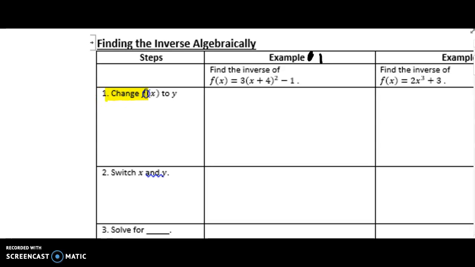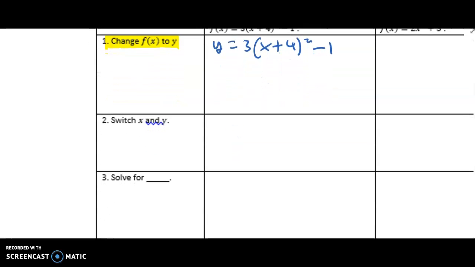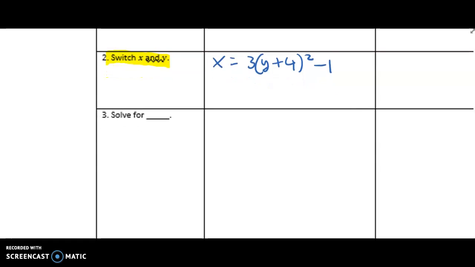Our first step is change f of x to y. So we have y equals 3, and nothing else changes. Okay. Our step 2, this is actually the definition of an inverse function, is we want to switch x and y. So we're going to keep everything else the same and just switch our x and y. Y becomes x, x becomes y, nothing else changes. And to finally find our inverse, we are going to solve for y.